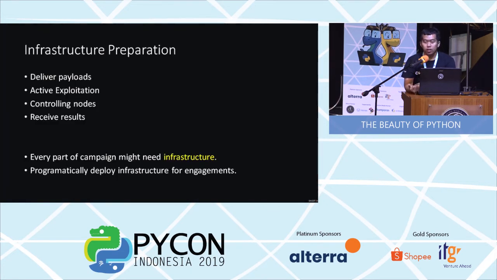Like what? Like I say that in red teaming, we are using infrastructure a lot. Maybe for delivering payloads to the victim, active exploitation, controlling nodes with the command and control, also receive results from the victims or from the machines. Every part of a campaign might need the infrastructure, and we can use Python to programmatically deploy or manage the server, manage the application we use with Python.